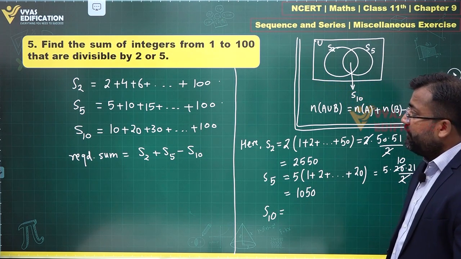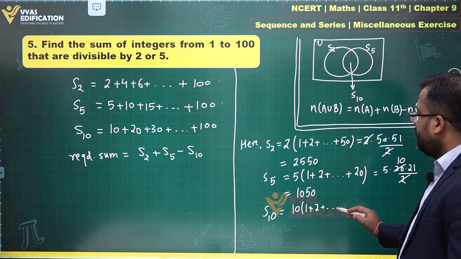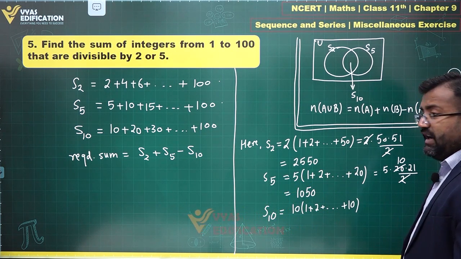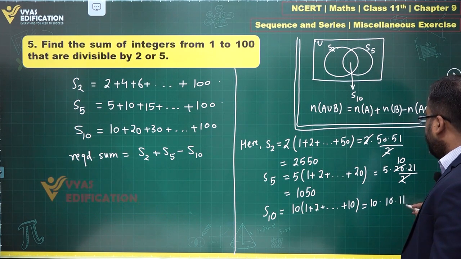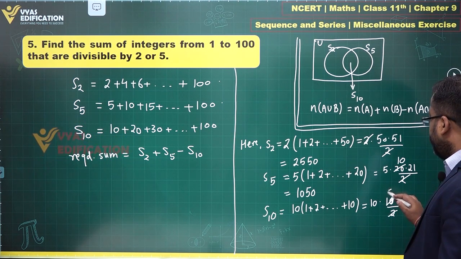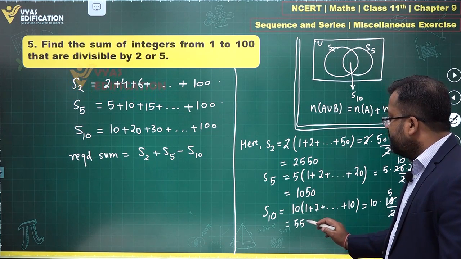S10. Again, we need S10. Take out a factor of 10. 1 plus 2 plus dot dot dot up till 10 will be remaining, and this is the sum of the first 10 natural numbers. This is 10 into 11 by 2. So this goes 5 times. And what do we need? 55 into 10, which is 550.